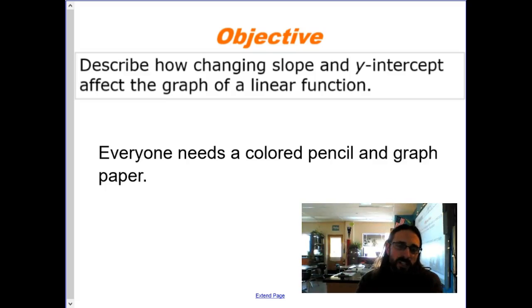Hey there, gang. This is lecture 4.10, all about transforming linear functions.